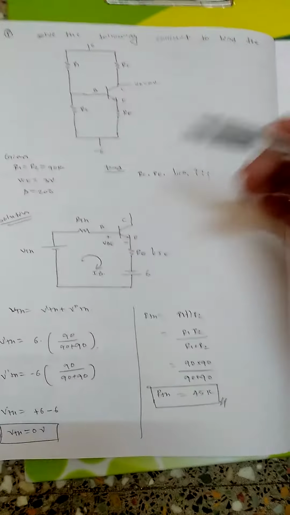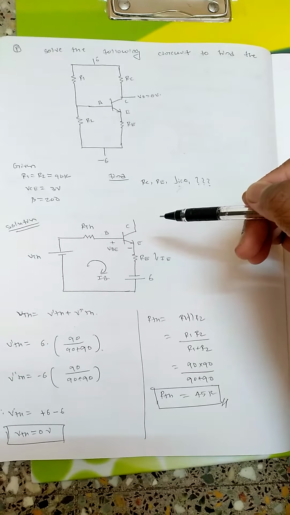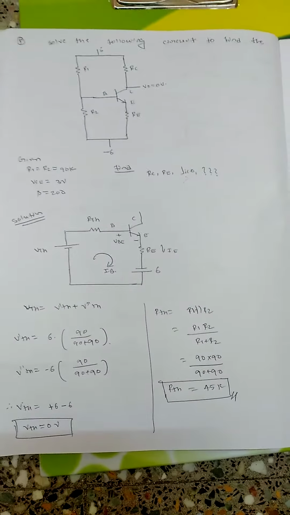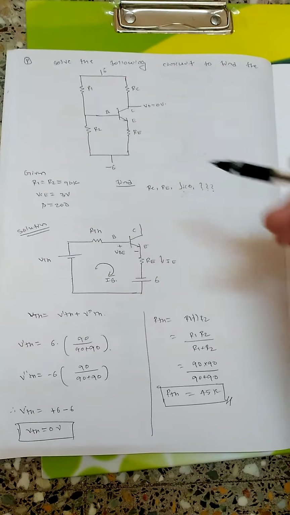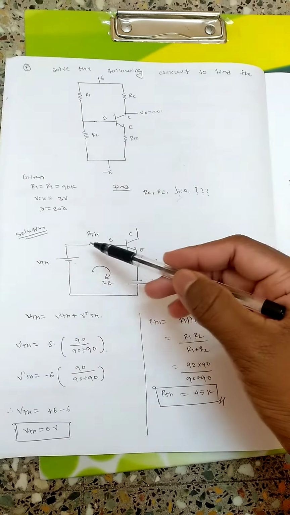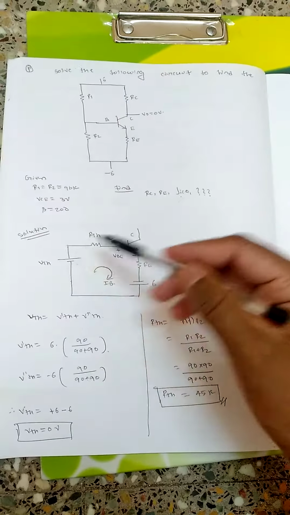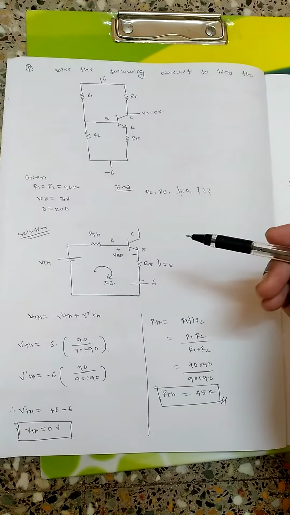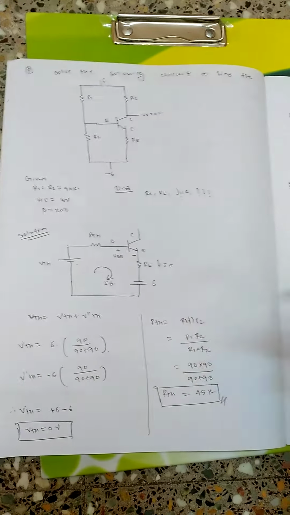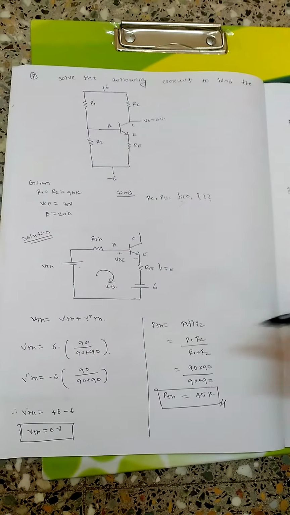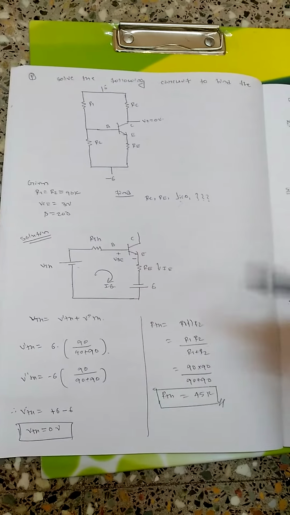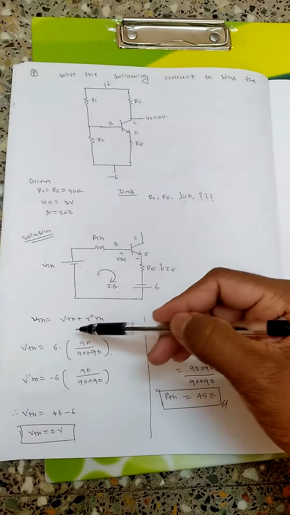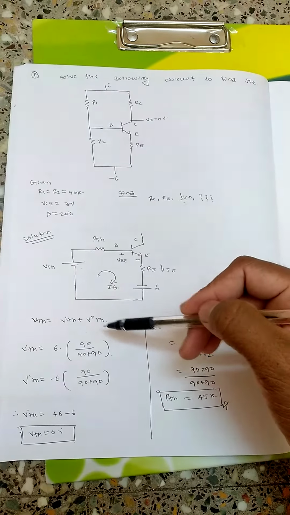All right, so first I need to apply the KVL to base loop. So in order to apply KVL to base loop, first I will try to find out Thevenin's equivalent voltage and Thevenin's equivalent resistance. Then I will apply the KVL to base loop and find out the base current, collector current and emitter current. So once I have got those currents, then I can find out the voltages easily. Okay, so VTH will be equal to V dash TH plus V double dash TH.